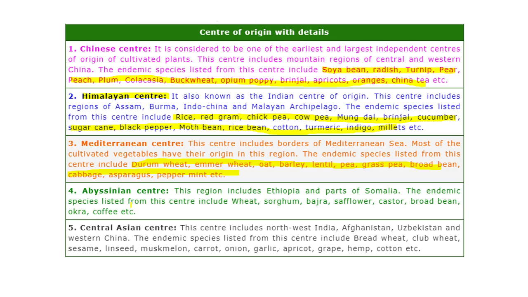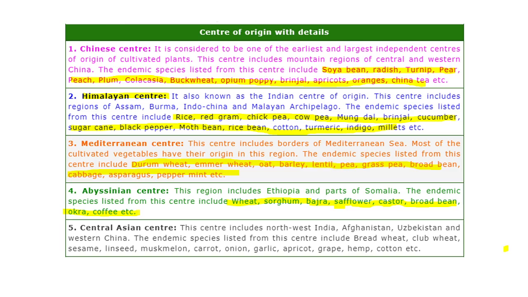Coming to the next center of origin, the Abyssinian center of origin, mainly the African region. Ethiopia and parts of Somalia include the Abyssinian center of origin, where we can see wheat, sorghum, bajra, safflower, castor, broad bean, okra, and coffee originate.